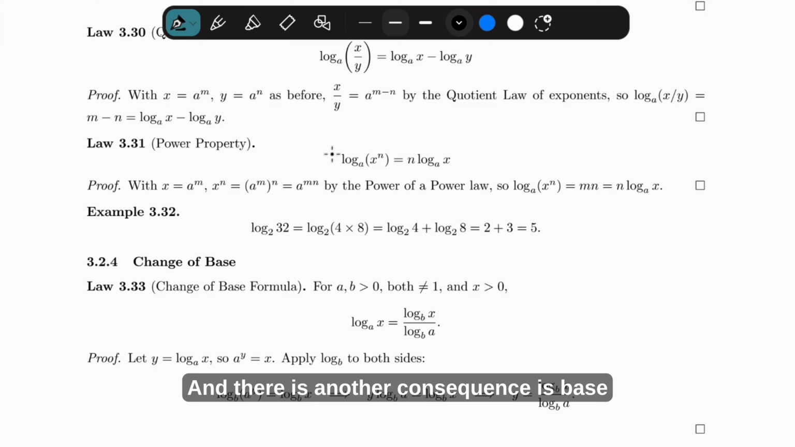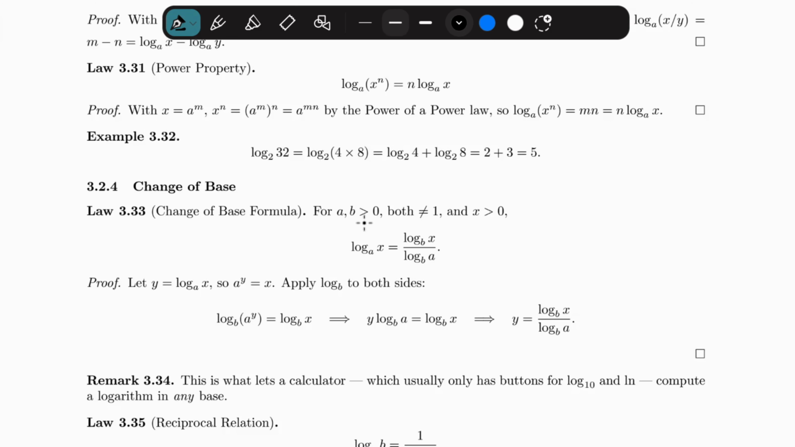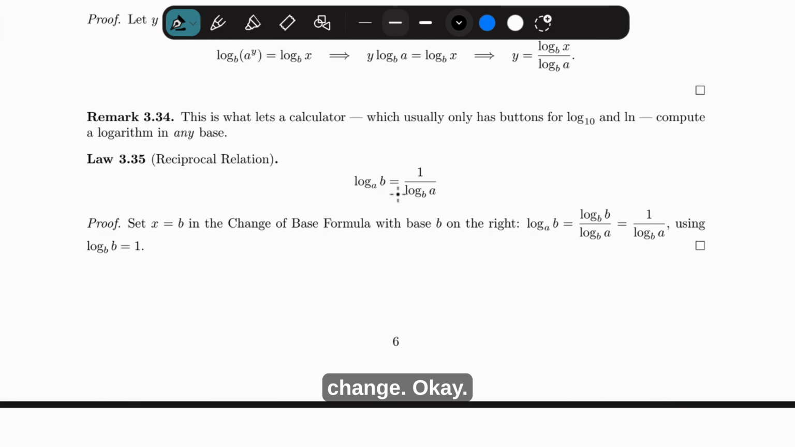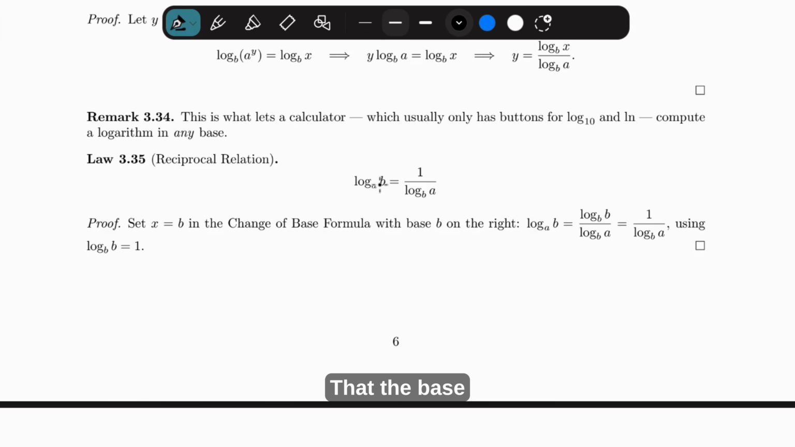And there is another consequence of base change. This is also a consequence of the upper property, that the base and the value, B and A, are interchanged.